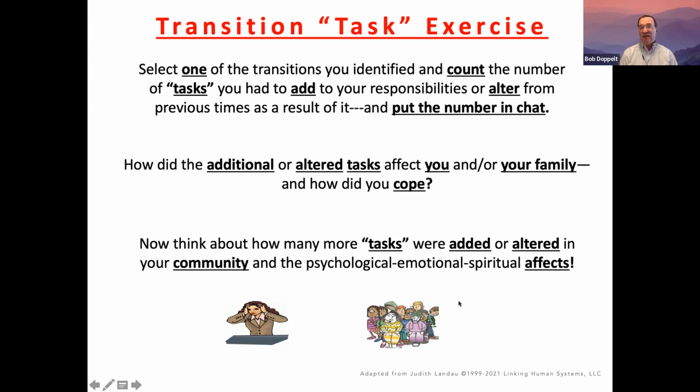And now think about how many more tasks were added or altered in your community over the past 3 to 6 months, and the psychological, emotional, and spiritual effects of those additional tasks. Pretty substantial. If Christina had 577, then how many more were created in the community? And so I see that Jennifer said a healthy balance. Great.